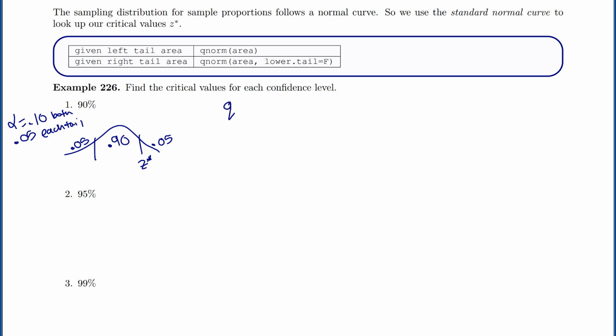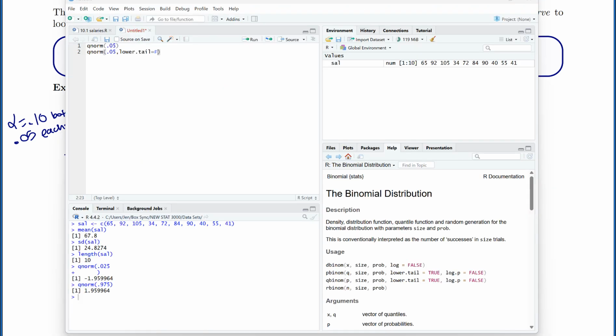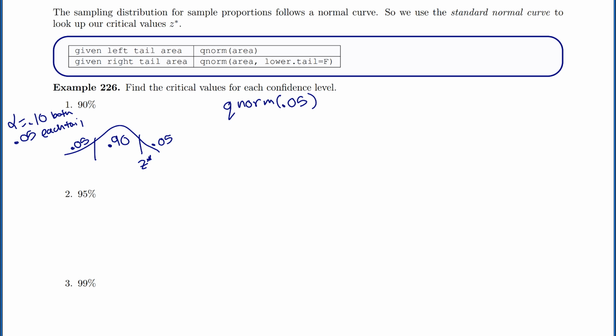So we have 0.9 in the middle. So I could do this a few different ways. I could do qnorm. I can say my left tail here has 0.05. So if I do qnorm of 0.05, let's go to R. So if I run qnorm of 0.05, that tells me it's negative 1.6. We're going to round to negative 1.65 or negative 1.64. So we get negative 1.645. So that tells me this value right here is negative 1.645.